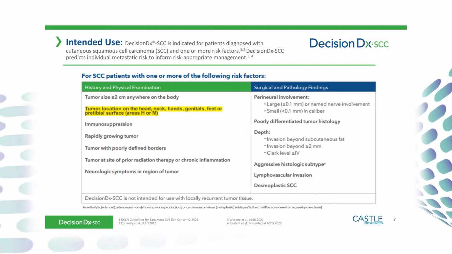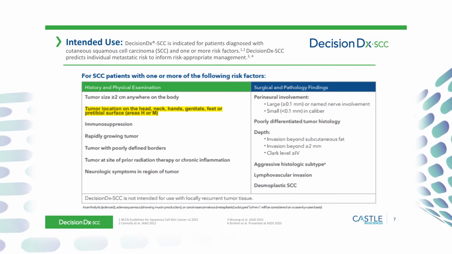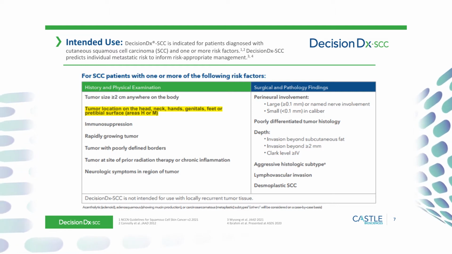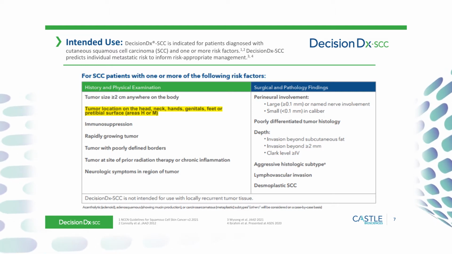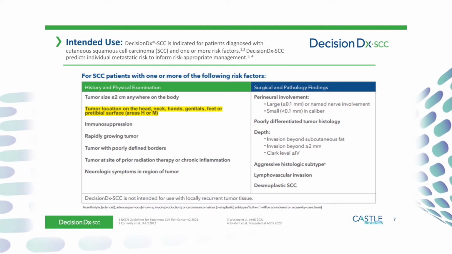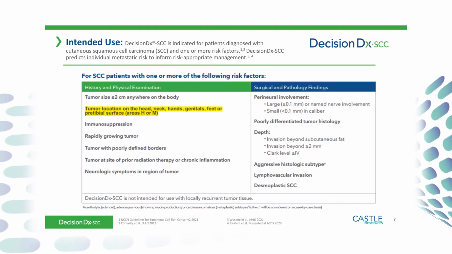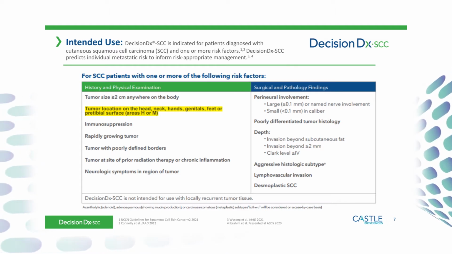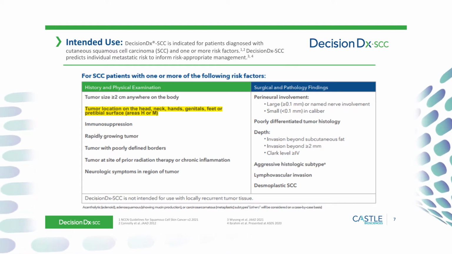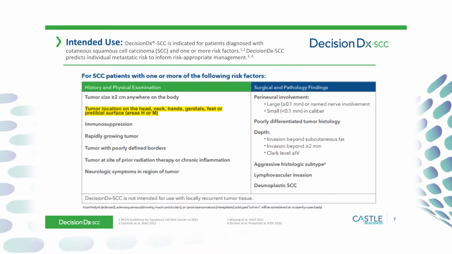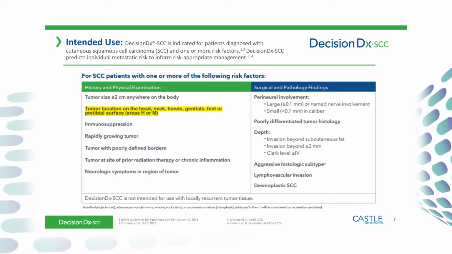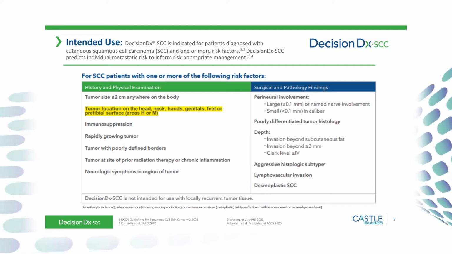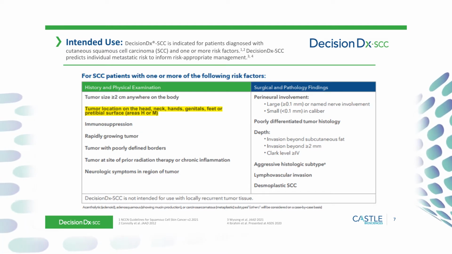Literally, head and neck location is a risk factor that puts them in a category where it's reasonable to consider using this gene expression test to help predict metastatic disease. You also see there's a laundry list of other potential reasons why people would end up in that category: aggressive histology, significant depth, poorly differentiated, lymphovascular invasion, again, a whole host of other things. But for the sake of understanding who this test is used for, if they are a head and neck patient, they are a candidate for it.